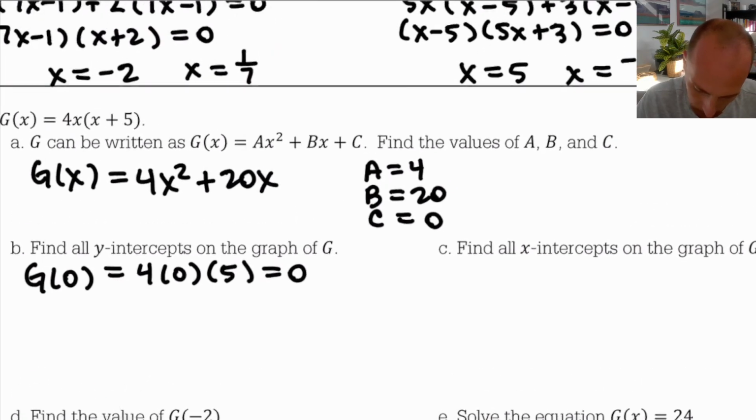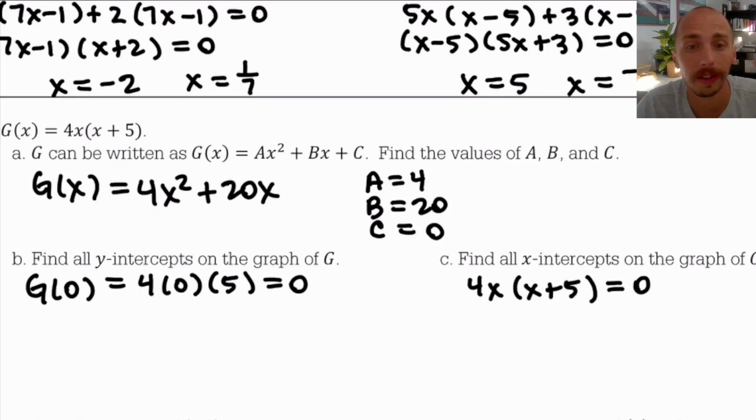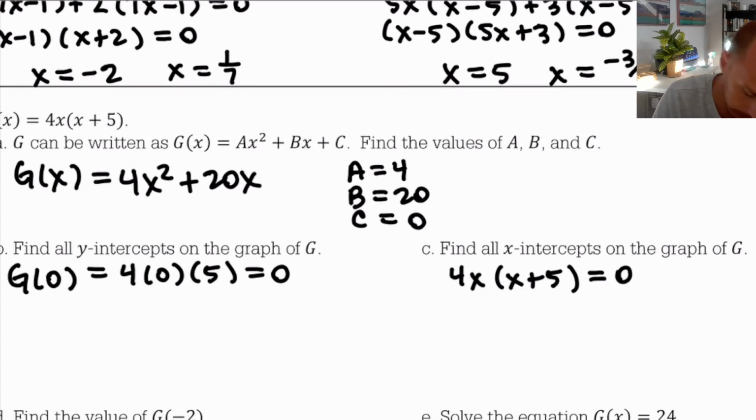Find all x-intercepts on the graph of g. Well, it's already factored, so that's pretty convenient: 4x times x plus 5. We're going to set g of x equal to 0. And I think I've been a little lazy here. I probably should have said y-intercept. That is a highlighter, pardon me. Y-intercept, that's where x equals 0. And for the x-intercepts, that'll be where y equals 0.